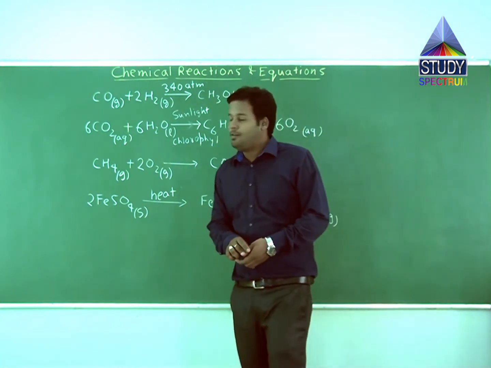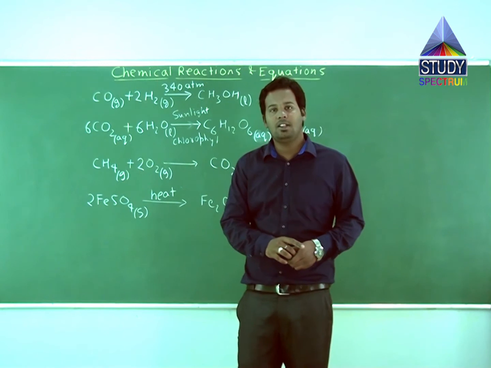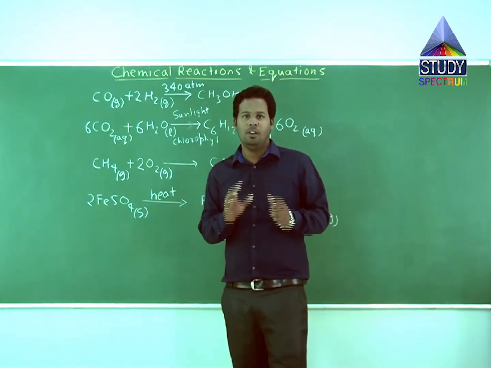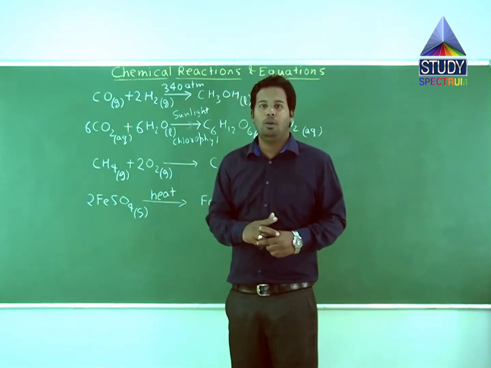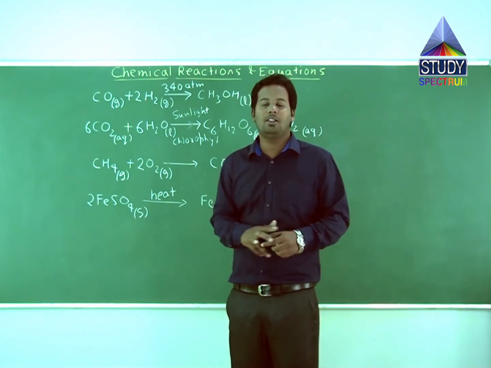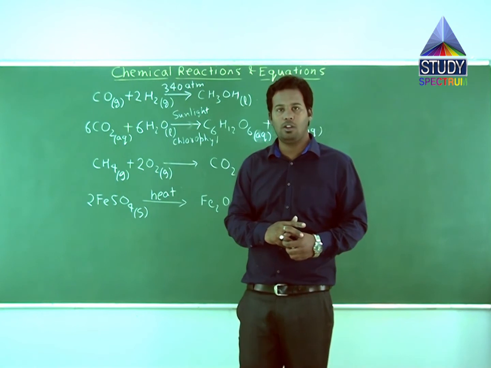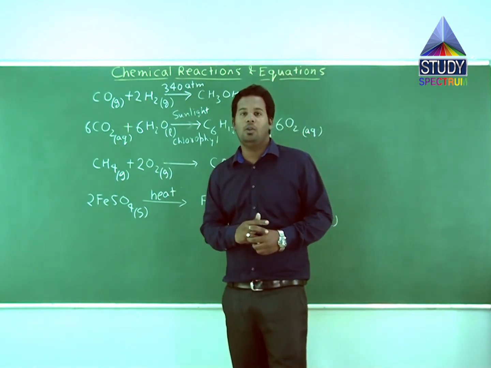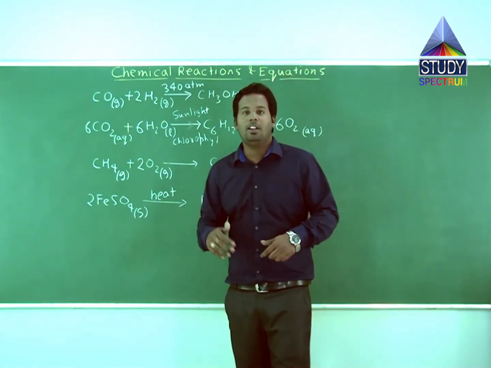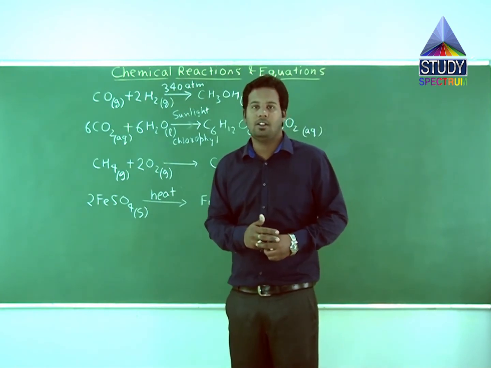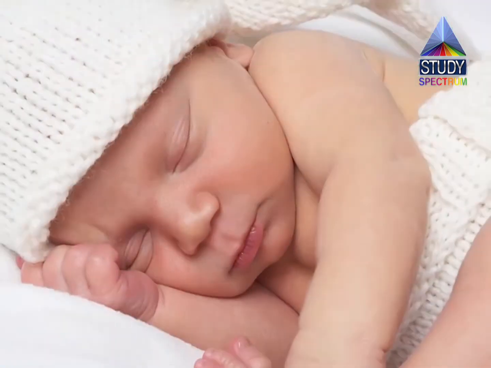Now we have learned how to balance a chemical equation. We have seen how to completely balance an equation, a reaction, by mentioning the physical states and conditions required also. Now we will try to learn about the different types of chemical reactions actually taking place.